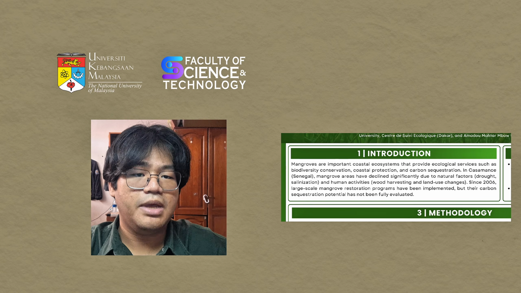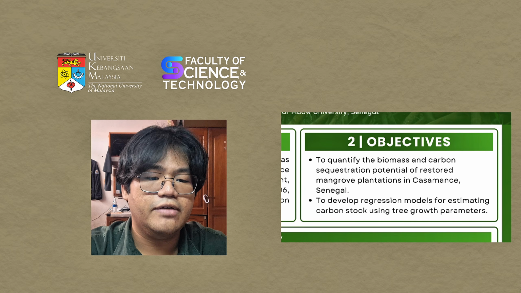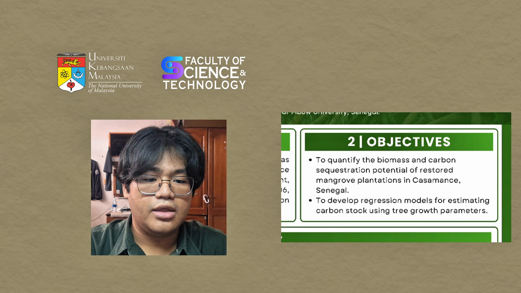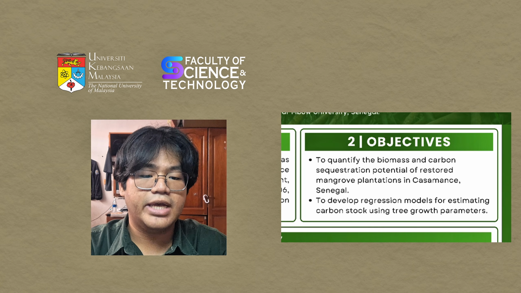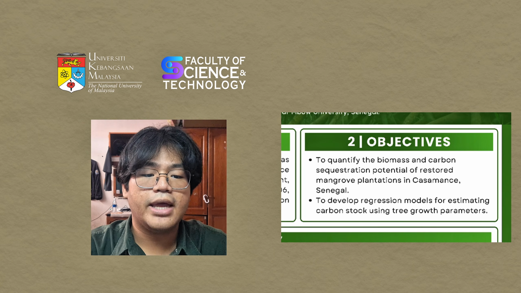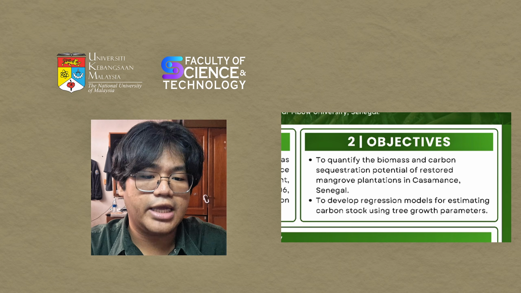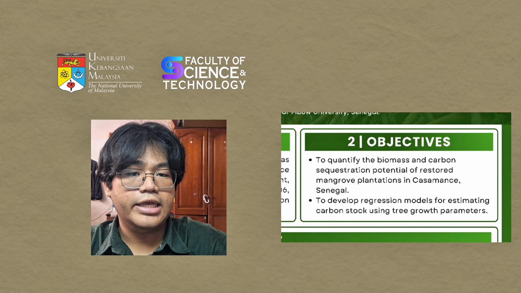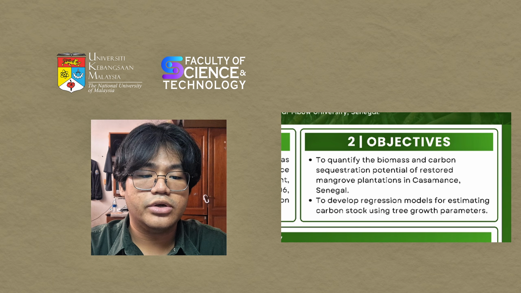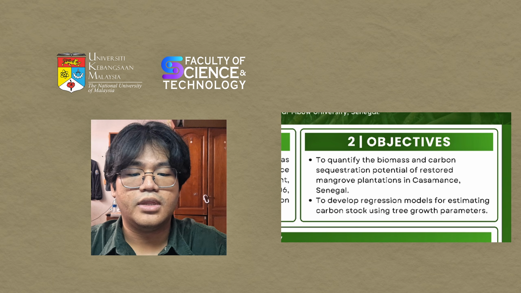So this paper has two objectives. Firstly, to quantify the biomass and carbon sequestration potential of star mangrove plantation in Casamance, Senegal. Secondly, to develop a regression model for estimating carbon stock using three growth parameters.